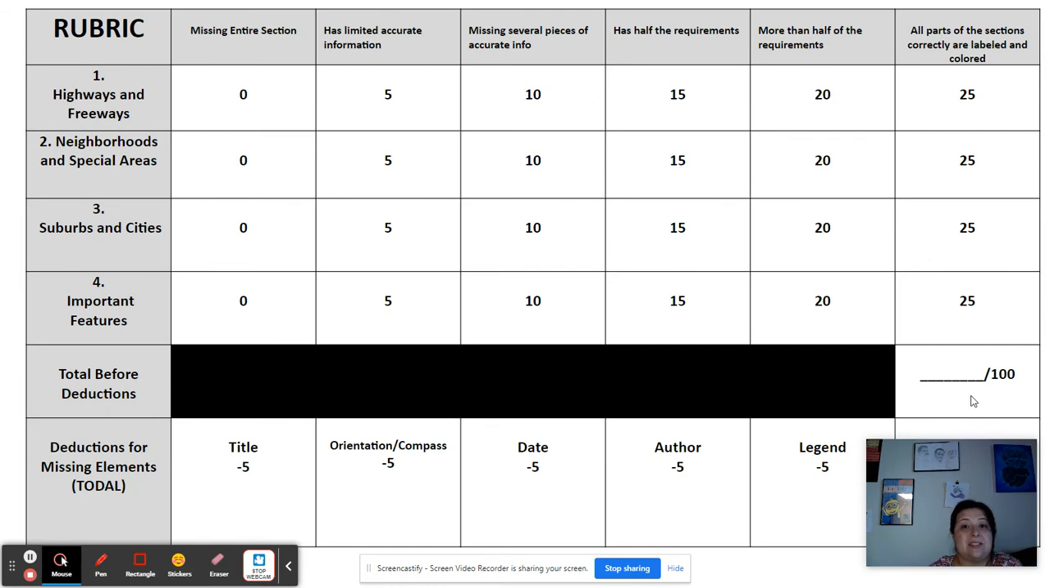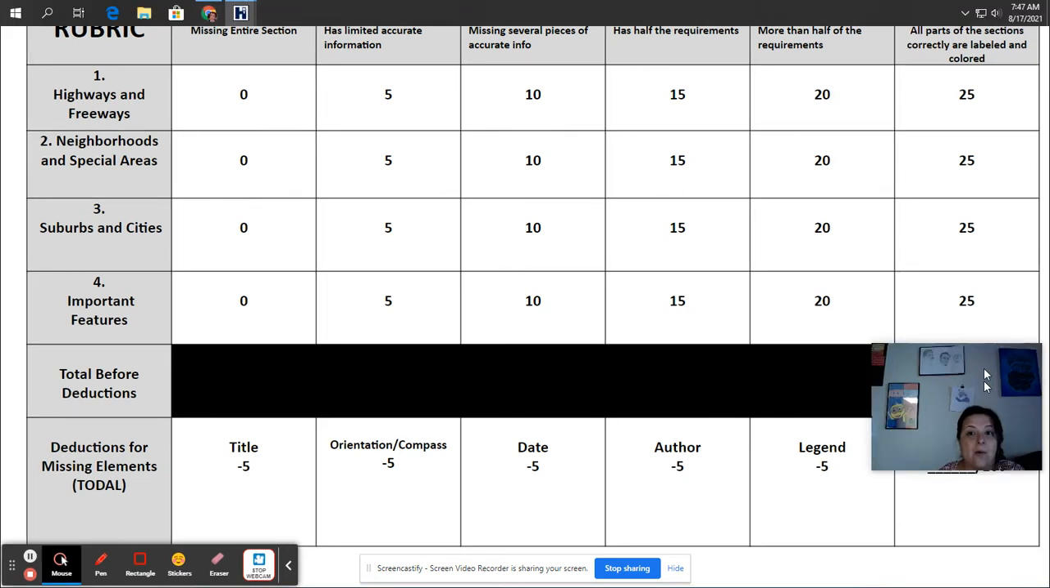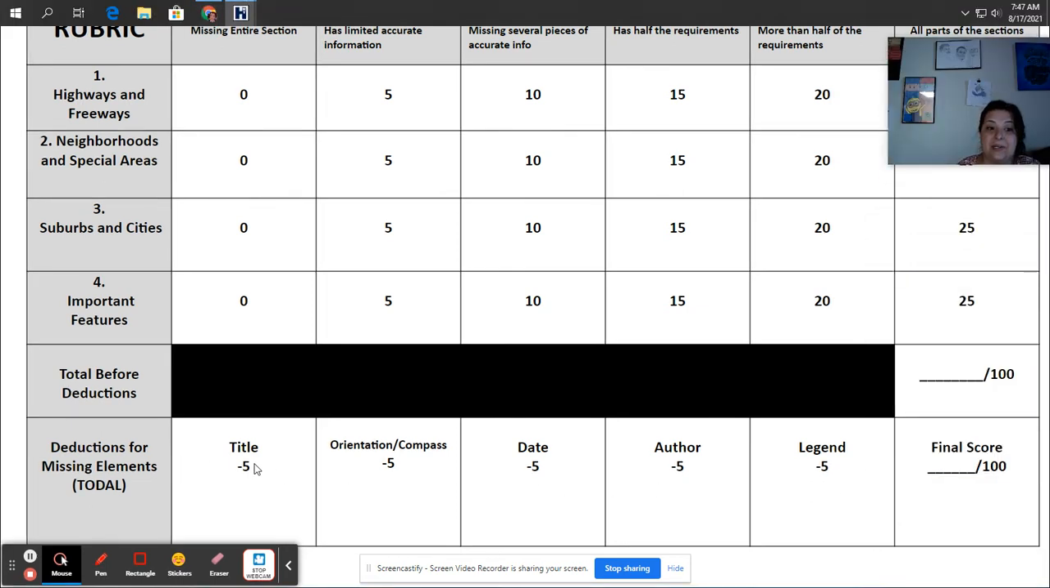Let's look at the rubric. This is how I'm going to grade you. Each of these categories is going to be 25 points each. If you add all of the items that you are supposed to have, you are going to, of course, make 100. However, down here we have deductions, the parts of a map. Your title, your orientation, your date, your author, your legend. Guys, you're the author, okay? And the date is this year.